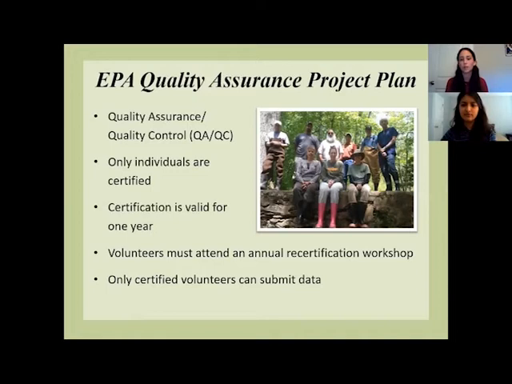Only individuals can be certified. So if you're a teacher and you have a class, we're not going to certify eighth period. We're going to certify the teacher or the individual students. But the teacher can bring students out to the stream as long as he or she is certified. The certification is valid for 1 year only. So once that year is up, volunteers have to go back and attend a recertification workshop so that they can continue collecting and entering data. And only certified volunteers are able to submit data into our database.